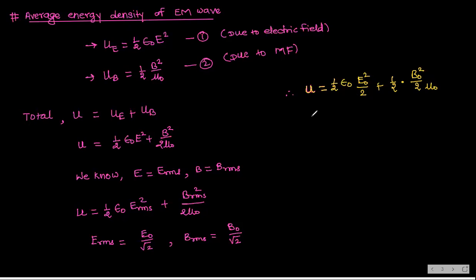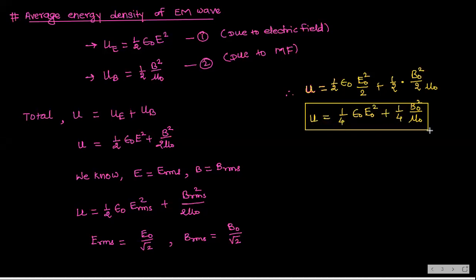So what are we getting this U value now? 1 by 4 epsilon naught E naught square plus 1 by 4 B naught square by mu naught. This is the total average energy density in terms of the peak value of electric field and peak value of magnetic field. Okay.